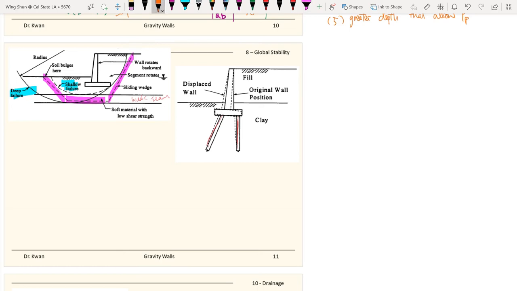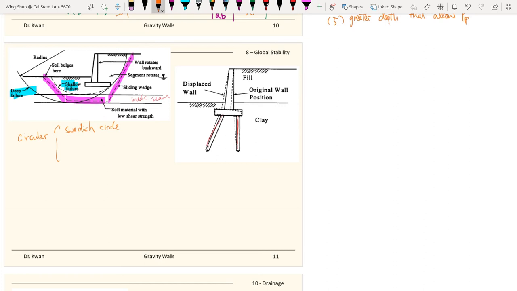And we have talked about this in CE5660, and this class is not covering slope stability, so we don't spend too much time on it. But if you recall, if you have a circular slip surface, there's a different method that you can use, like the Swedish circles, which is pretty much a force equilibrium method.